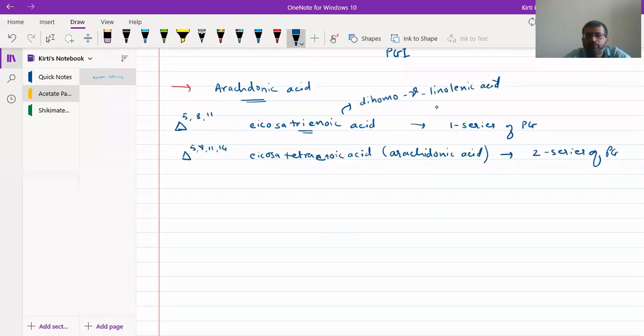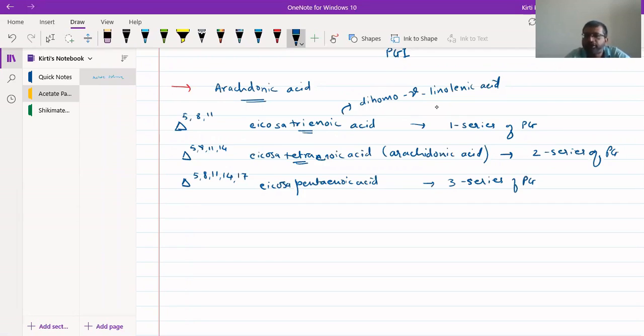Because here there are 4 double bonds present. Out of 4, 2 will be going for cyclopentane, और बाकी के जो 2 बच जाते हैं वो हमारे इसमें काम में आते हैं. They are retained in the side chains. Another series is delta 5, 8, 11, 14 and 17 eicosapentaenoic acid. This will be giving rise to the third series of prostaglandins.